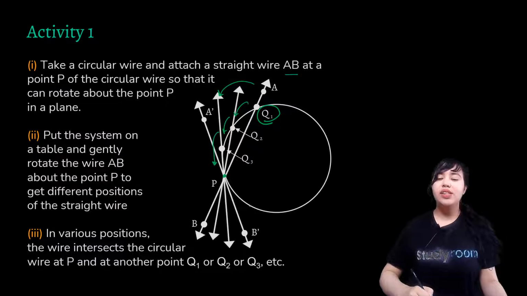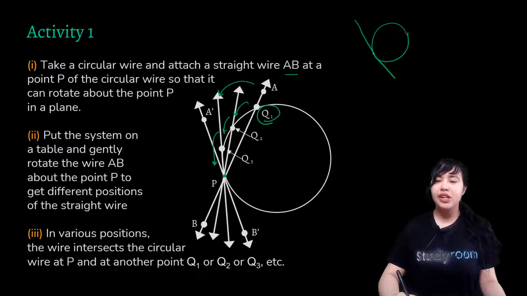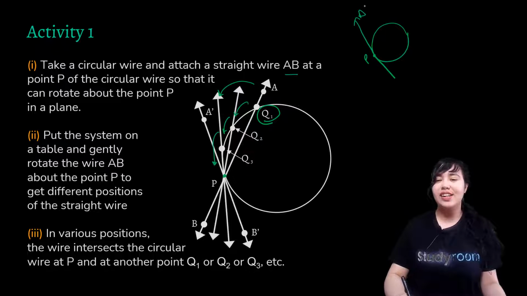And what can you say about this A dash B dash line? So this is basically my circle, and here we have this line over here, A dash B dash, and how many common points do we have? Only one, which is P. So what is so special about such a line? It is called the tangent to a circle. So A dash B dash is a tangent to the circle in this case, and that common point over here is P.